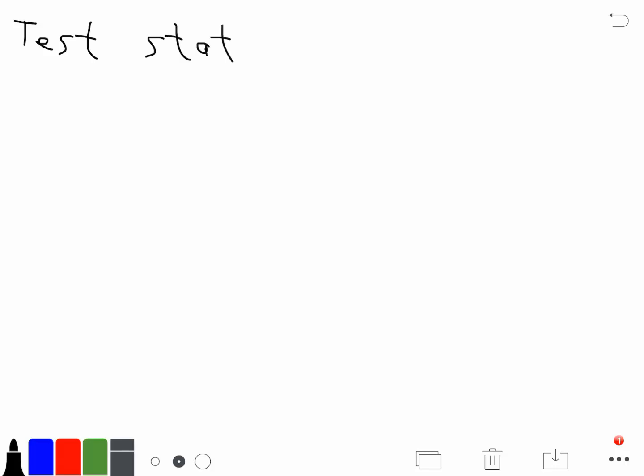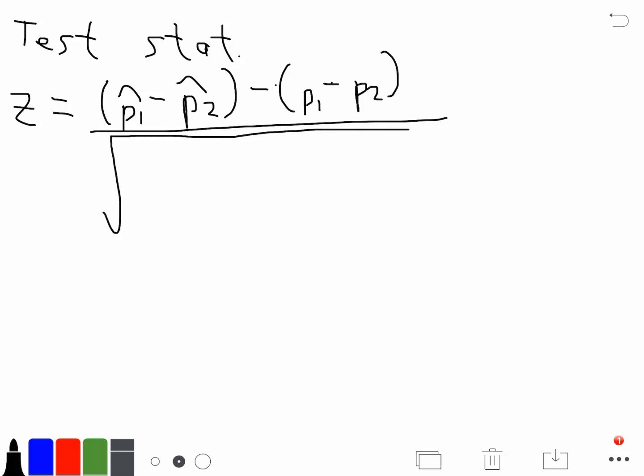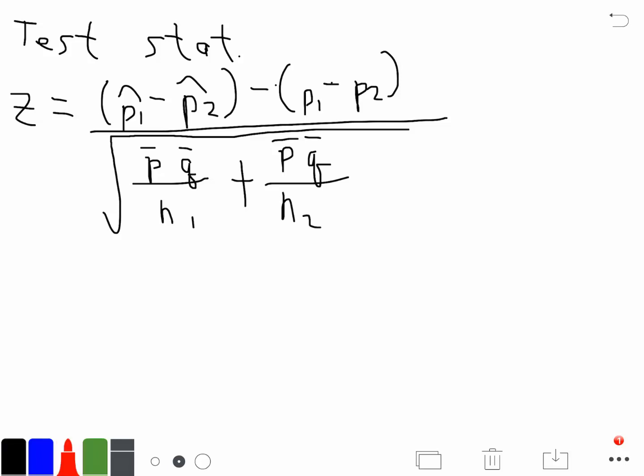To do a test statistic, we'll need a formula to begin with. The formula for this test statistic is Z equals, open parentheses, P sub 1 hat minus P sub 2 hat, close parentheses, minus open parentheses, P sub 1 minus P sub 2, close parentheses, all over the square root, and make sure you have a big square root sign down there, of P bar times Q bar divided by N sub 1, plus, still under the square root, P bar times Q bar under N sub 2. Now let's find these values.